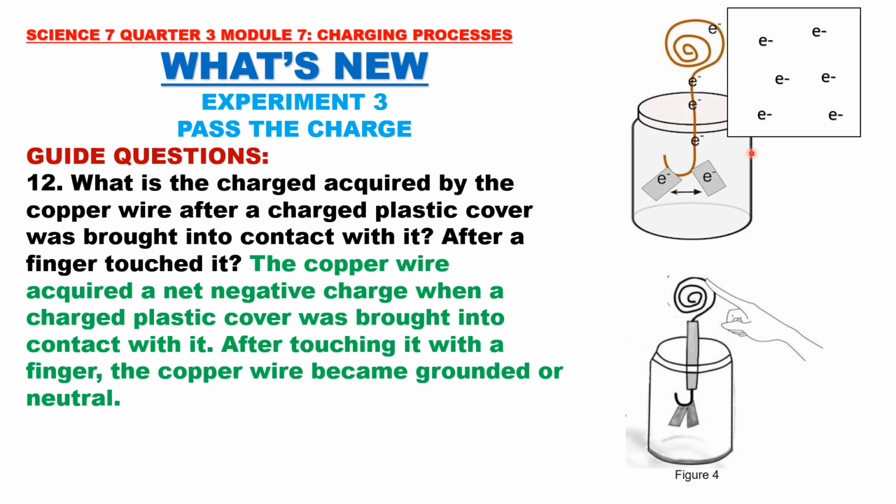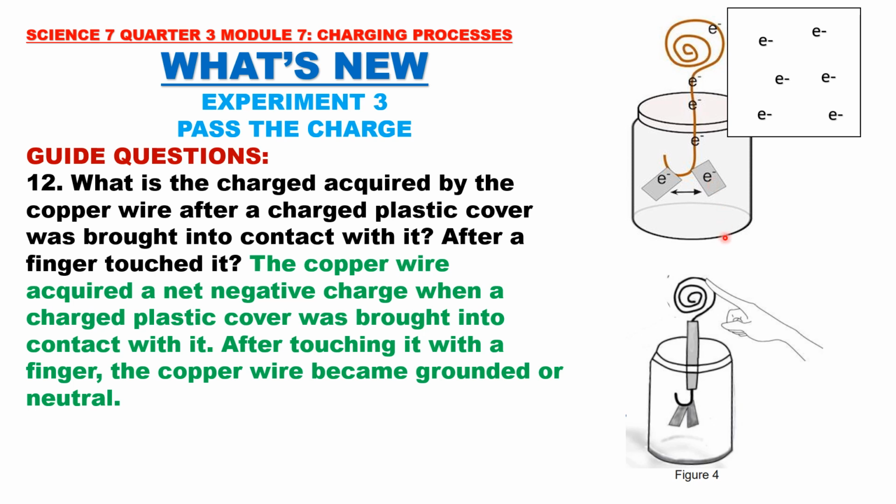So, in the first question, noong meron tayong nilapit na charged plastic cover sa ating copper wire, the electrons within the copper wire was pushed down. So, yung buong copper wire natin ay naging negatively charged, as well as the strips of the aluminum foil na nakasabit sa hook. So, our two strips of aluminum foil spread apart because negative repels negative.